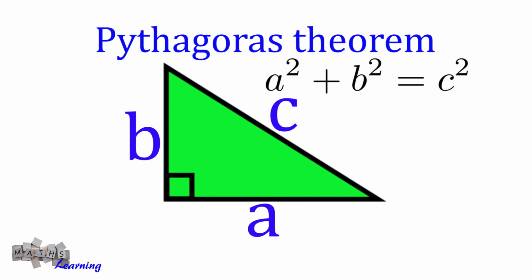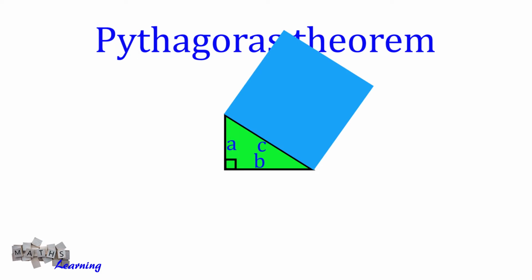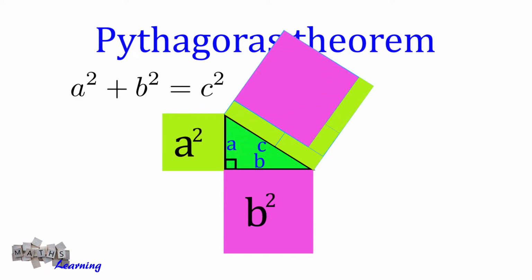The idea behind Pythagoras' theorem is that if we create a square on each of the sides of the triangle and work out the areas of those squares, then the area of the square on the hypotenuse is equal to the combined areas of the squares on the other two sides. And that's how we get the equation a squared plus b squared equals c squared.